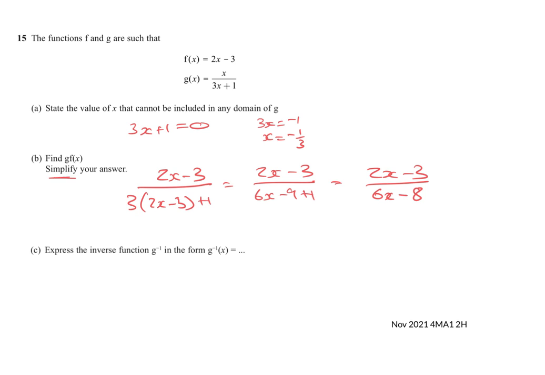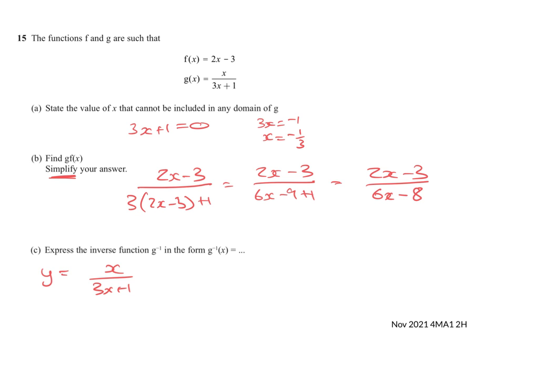You have to simplify because it states that in the question. The final part: express the inverse function g to the minus 1 in the form g to the minus 1 of x. So we're doing the inverse function of this. The same as we did before, let's just write it down as y equals x over 3x plus 1.